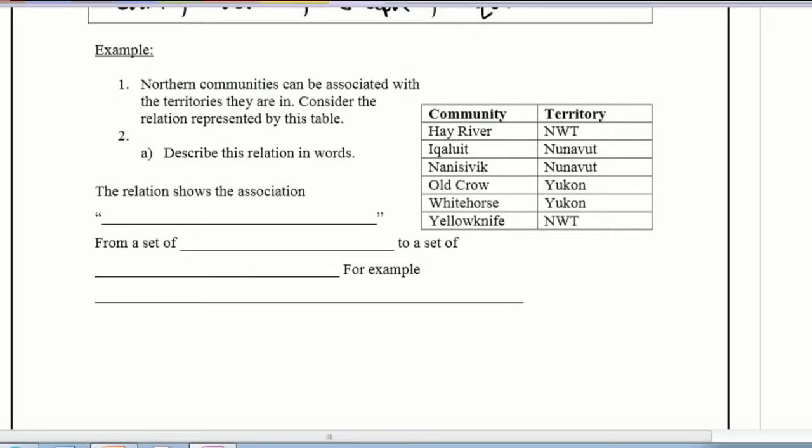So the relation shows the association. You know someone from Iqaluit, Nunavut. I hear it's cold up there.